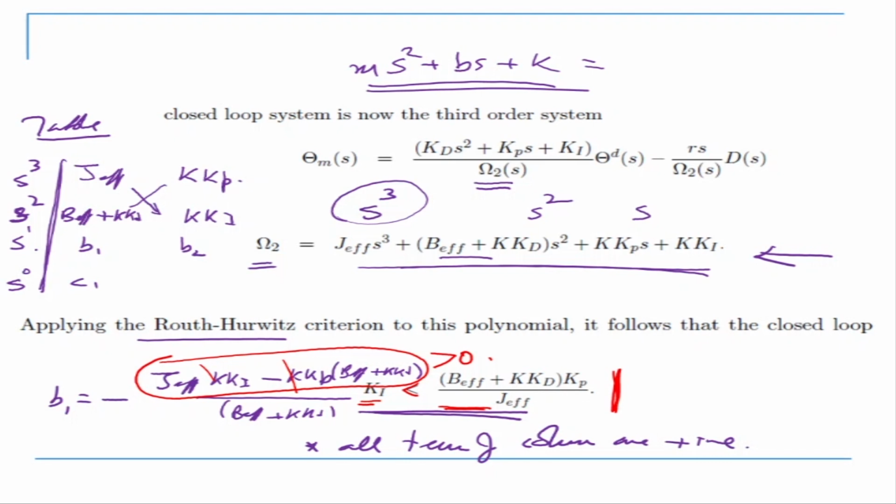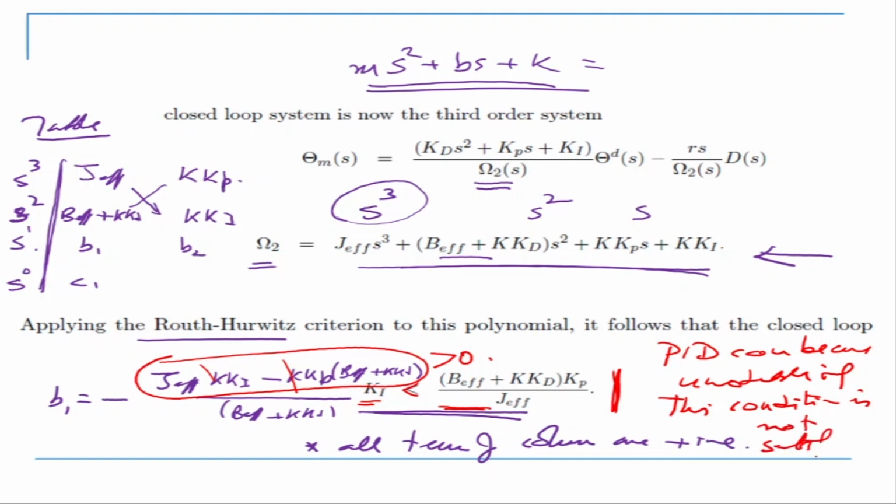So this is something to note about a PD controller and a PID controller: a PID controller can become unstable if this condition is not satisfied. Please note this. It would appear that a PID controller is always better than a PD controller, but please note that a PID controller can become unstable if this condition for Ki is not satisfied, whereas a PD controller is always stable.